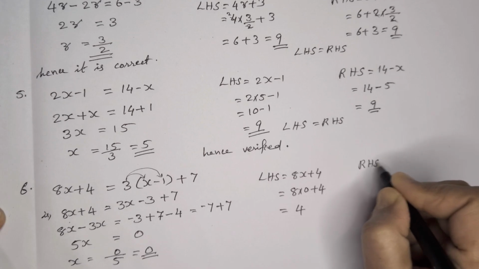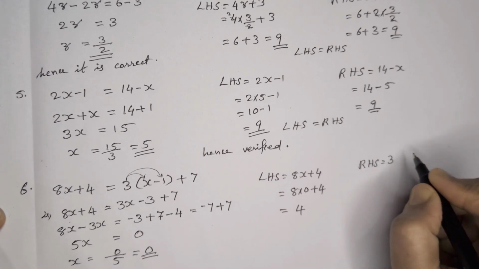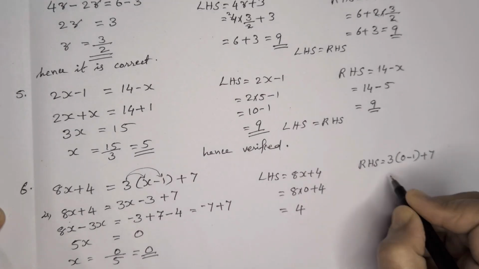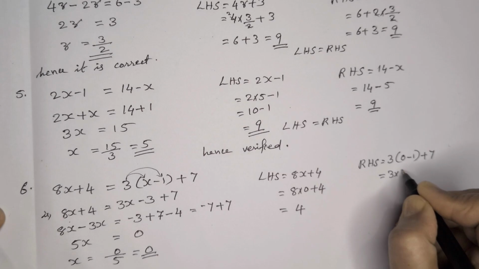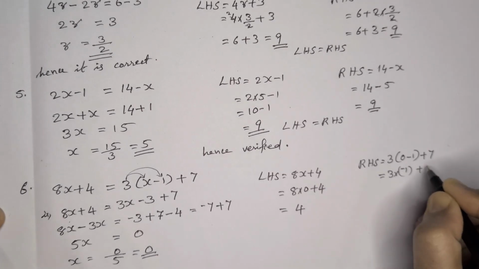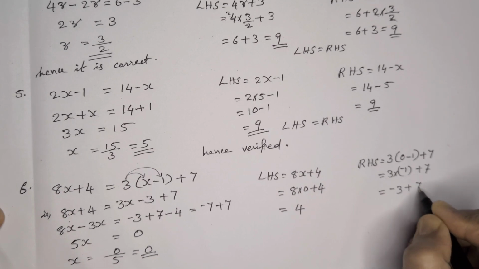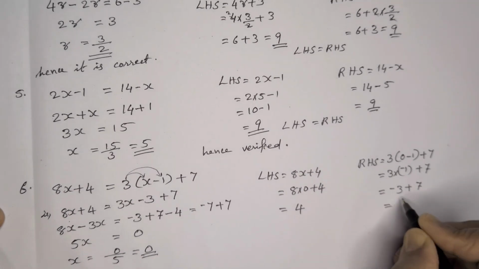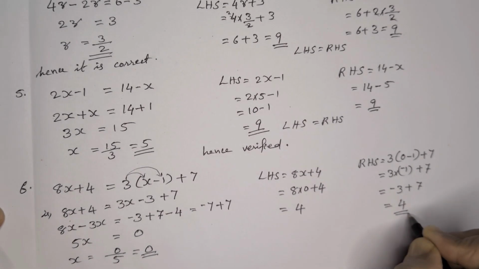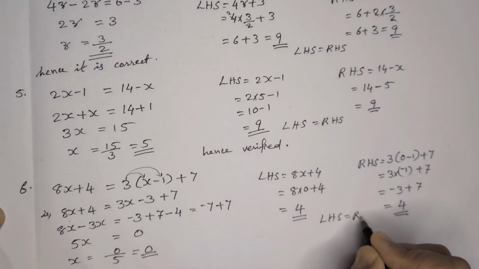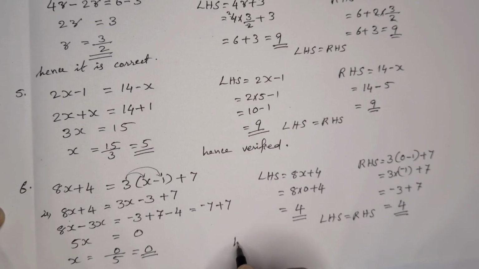RHS: 3 into (0 minus 1) plus 7 is equal to 3 into minus 1 plus 7. 3 into minus 1 is minus 3, plus 7, is equal to 4. Both the answers are the same. So LHS is equal to RHS. Hence it is correct.